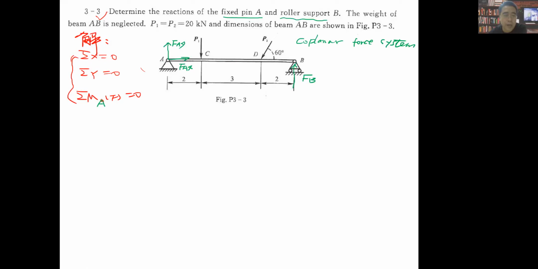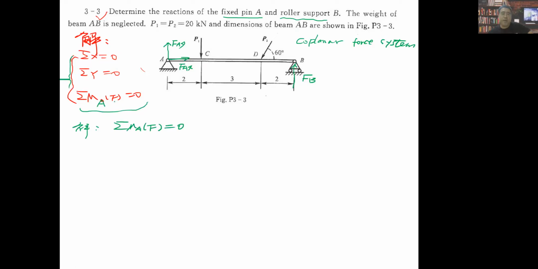So actually, I hope you guys can solve this problem by yourself because it's quite easy, right? So let's do this together. I hope you guys can totally understand, right? So the first one, actually, if I myself tackle this kind of problem, usually I will select this moment equation to be the first. So maybe I will just solve like this, right? Sigma MA(F) equals 0.